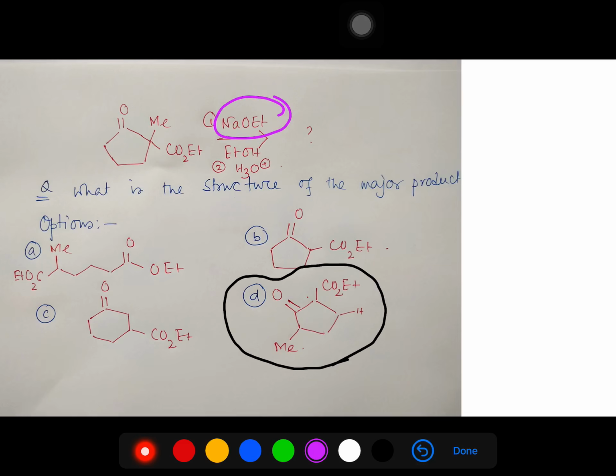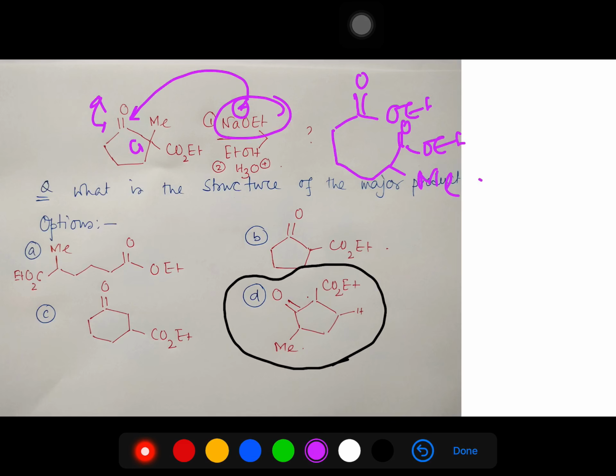So Claisen ester condensation, reverse Claisen ester condensation, what will it result in? You have to write this in your notebook. This is the OEt, meaning this minus will attack here and it will leave. So this thing you have to write in your book. This is the COOEt, and this is the methyl. Always be careful about the number count: 1 2 3 4 5, 1 2 3 4 5.